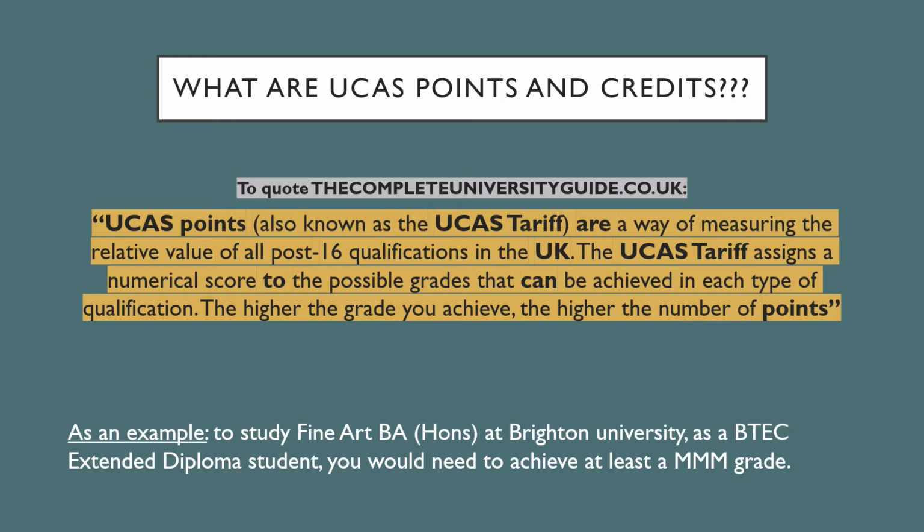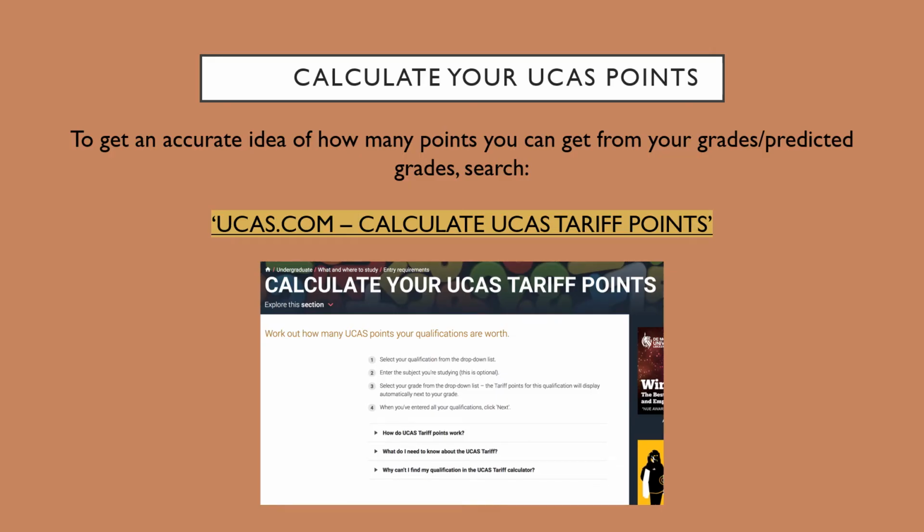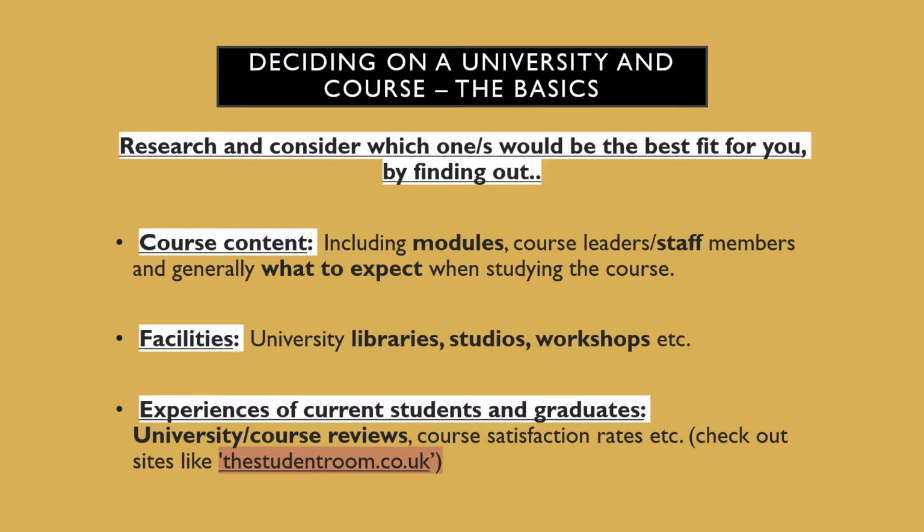So you can see on this example of the table that I've inserted, I found this on applytouni.com, and it shows you what your conversions of your extended diploma grades would be into UCAS points and also their A-level equivalent. So for example, you can see that the triple merit is 240 UCAS points, and that will be the equivalent of 3C A-level grades. And if you want to calculate your UCAS points yourself or calculate your predicted grades, then you can go to ucas.com, calculate your UCAS tariff points, just to be sure that you're hitting the right mark.